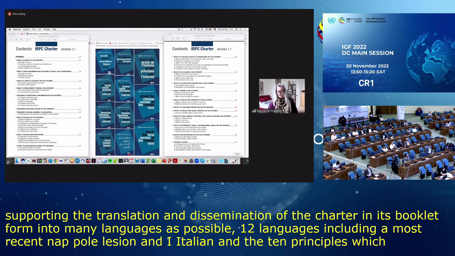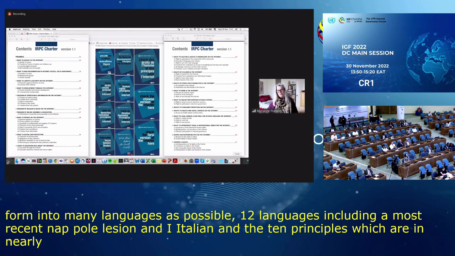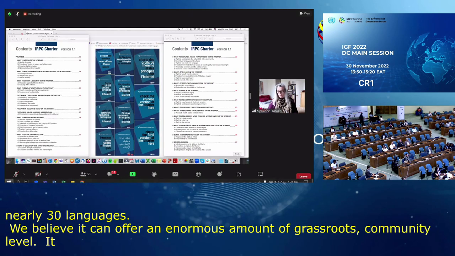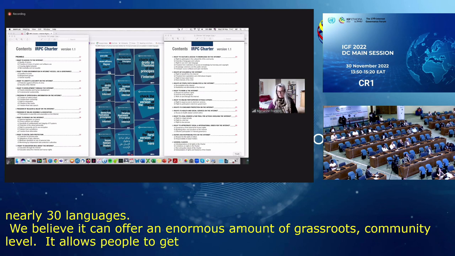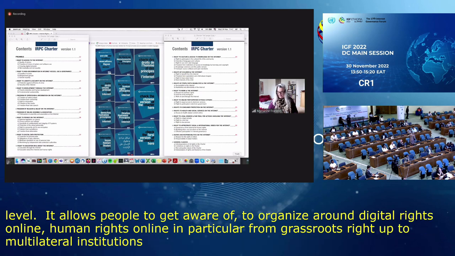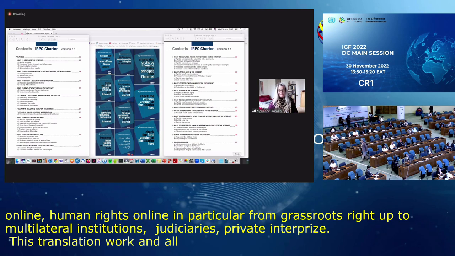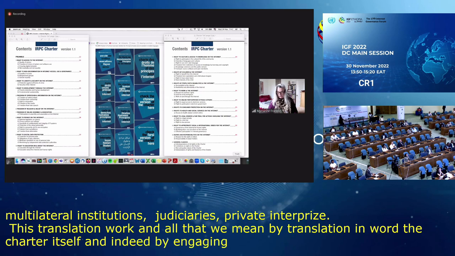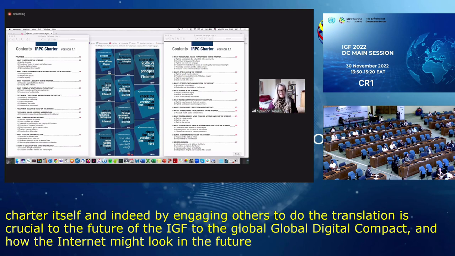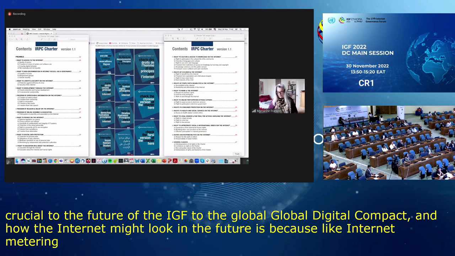Why we take this approach to the outreach work, and we believe it can offer an enormous amount of grassroots community level contribution to the Global Digital Compact, is that it allows people to get aware of, to learn about, and to organize around digital rights online, human rights online in particular, from grassroots right up to multilateral institutions, judiciaries, private enterprise. And this translation work, and all that we mean by translation in word, the charter itself, and indeed by engaging others to do the translation, is crucial to the future of the IGF, to the Global Digital Compact, and in fact how the internet might look in the future, because like internet dependent media and communications, which make sense of our world, we make sense of these communication networks through how we use them.